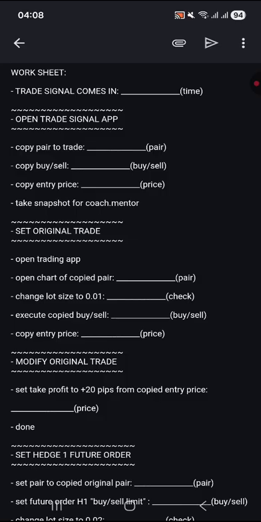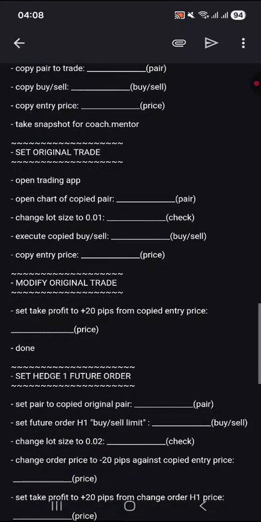So here's my worksheet. Trade comes in. You can put the time there or just take a screenshot. Open the trade signal app. Copy the pair to trade. Is it Euro USD, British Pound USD, or what is the pair that you're going to trade? Or what's the signal for? Copy the buy or sell. What is the action? Is it buy or is the action to sell? And then you copy their entry price. And then you take a snapshot for yourself.